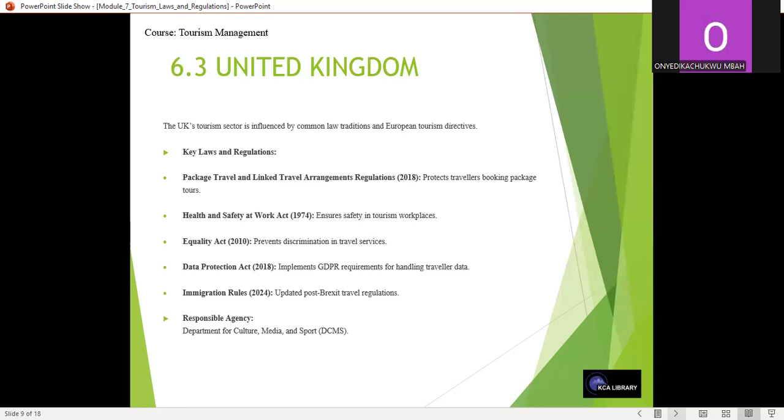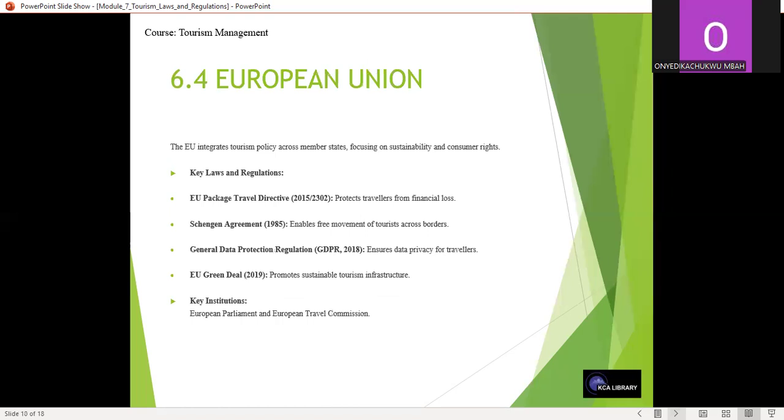Immigration Rule 2024, updated post-Brexit travel regulation. Now, the responsible agency for these laws is the Department of Culture, Media, and Sports, DCMS.